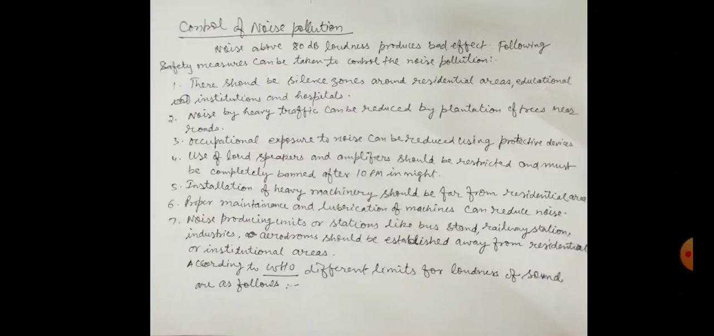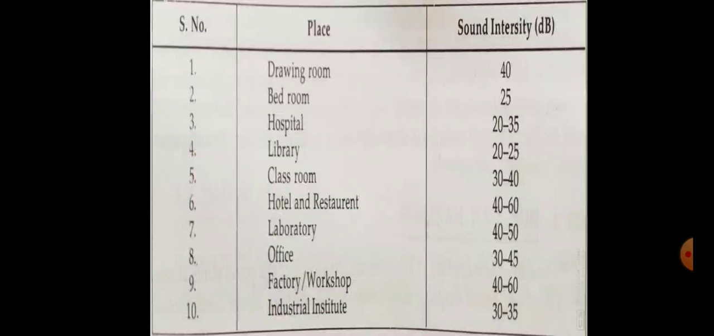So according to this, the WHO limits for loudness of sound, and what should be the limit of the intensity of sound at different places, is given in this table. So again, look at this table. What level of intensity should be there at various places, like the drawing room in our houses? The intensity of sound should be 40 decibel. In bedroom it is 25 decibel.